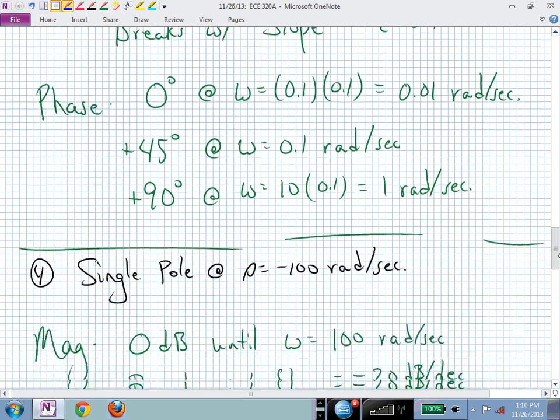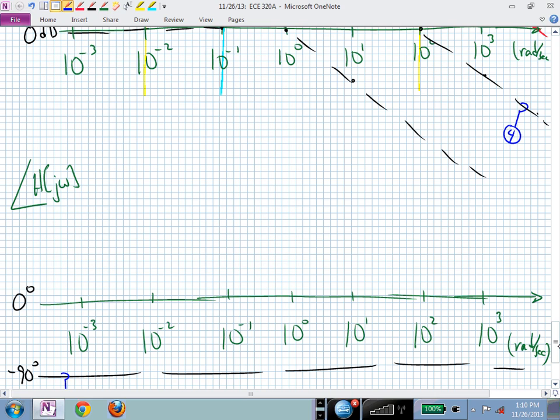At 10 to the minus 2, I'm going to start changing. And at 10 to the 0, 2 decades beyond, is when I'm going to quit changing. And at that point, I'm going to be at 90 degrees because it was a zero. This is now, and I was 0 degrees before that if I wanted to draw that. This is now the third term.